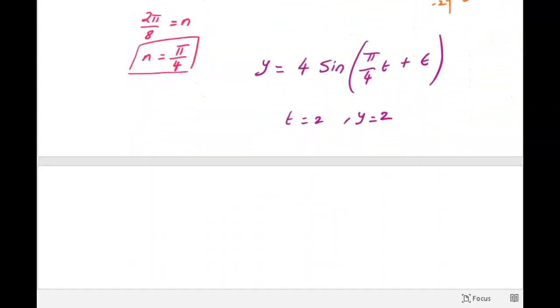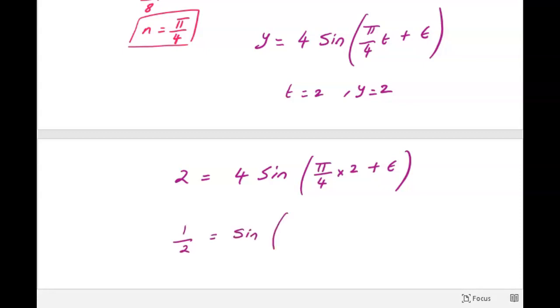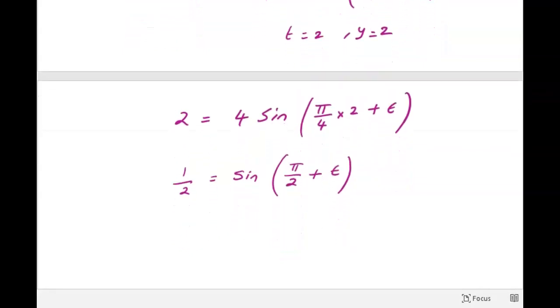I'm going to go on to the next page here. So 2 equals 4 times sine of pi on 4 times 2 plus e. We're trying to solve this for e, so we divide both sides by 4 to start with. So 2 divided by 4 is a half, equals sine. Pi on 4 times 2 is pi on 2, plus e.